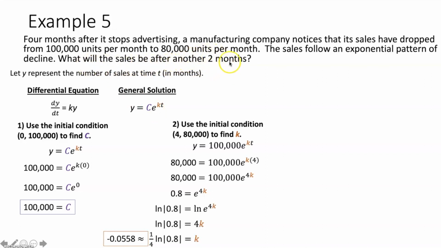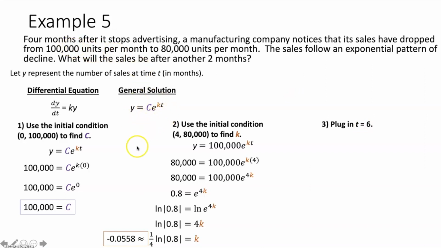Now, this is the tricky part of this question, because you want to plug 2 in for t, but t does not equal 2, because 4 months have already passed, and it's saying what will the sales be after another 2 months, meaning t will now be 6. So we're looking for 6 months after time t equals 0. What will the sales be?